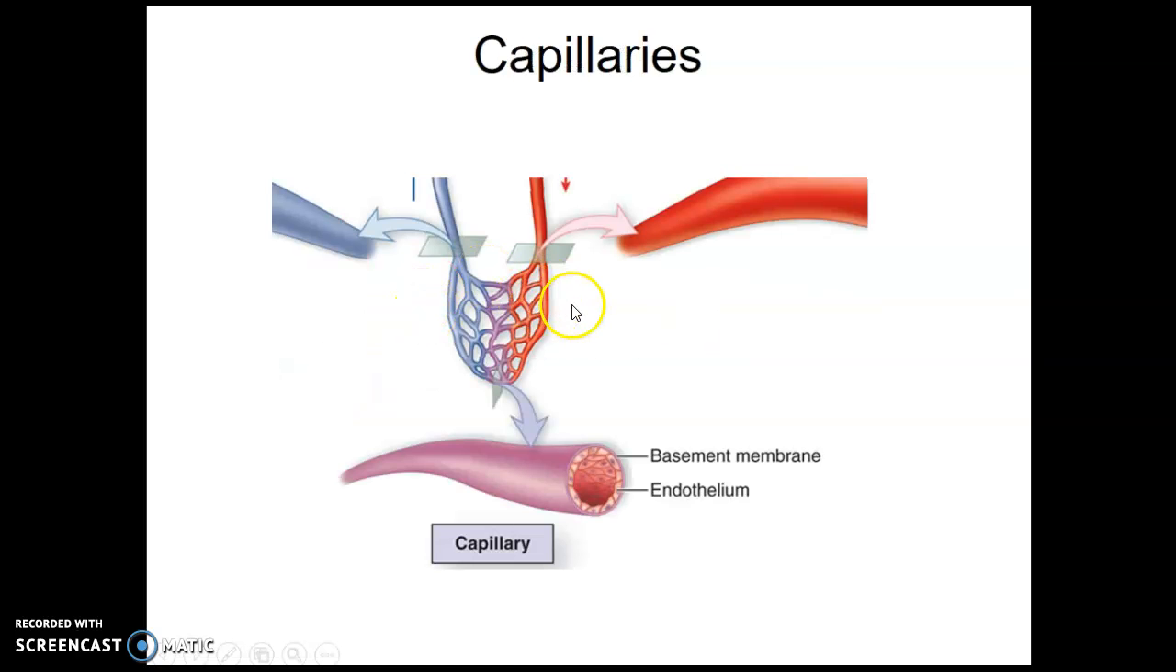Blood then flows into the capillaries. Our capillary is a single cell layer. Oxygen will diffuse out, carbon dioxide will diffuse in, when we are in the muscle. It's going to be flip-flopped, of course, when we're in the lungs. And we'll talk more about how things diffuse into and out of capillaries when we talk about respiration next week.